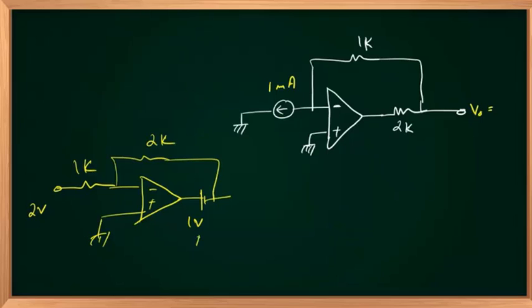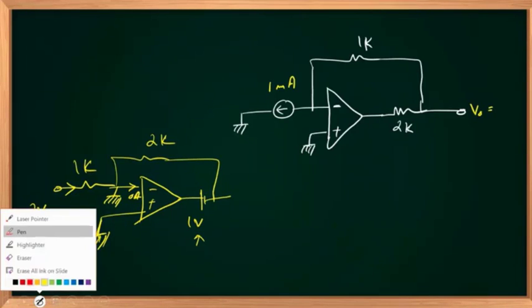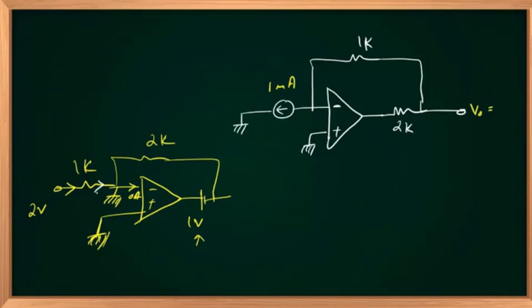The presence of this 1 volt won't affect the current flowing through this resistor. Negative feedback circuit, V plus equal to V minus, so this will be at ground. No current into the op-amp, 0 amperes. So current flowing through the 1K resistance is nothing but 2 minus 0 by 1K, that is 2 milliamps. 0 current into the op-amp implies same 2 milliamps goes through this, and this is my out. That creates 2 milli into 2K, 4 volts in this polarity.